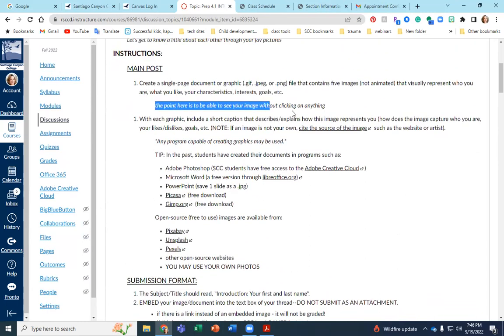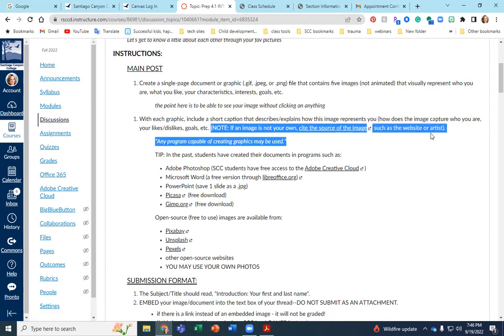The point here is to be able to see your image without clicking on anything. I'm going to see a little poster or a picture and explanation, right? Do not put a link. If you're borrowing pictures from the internet, cite your source.